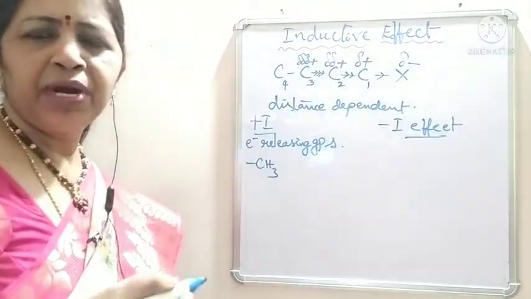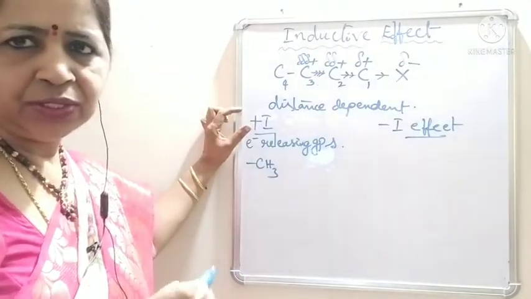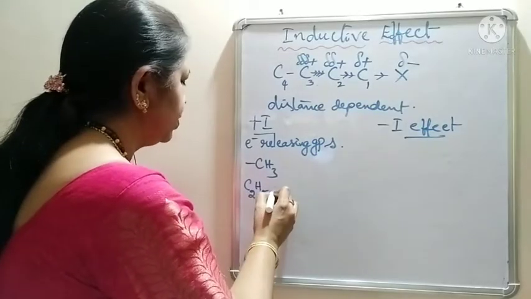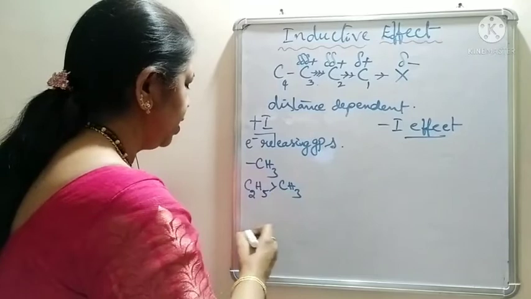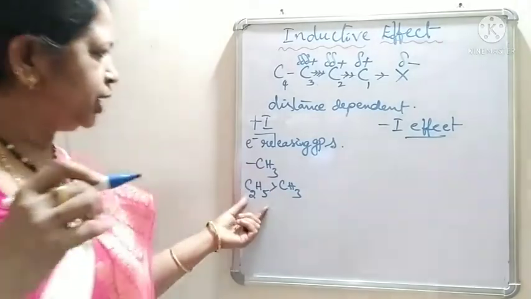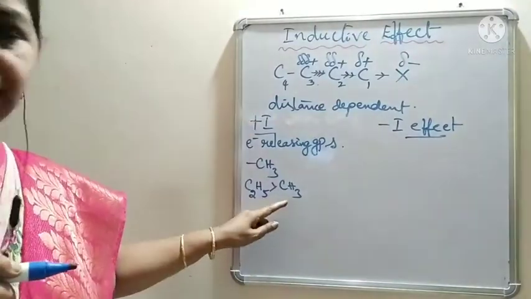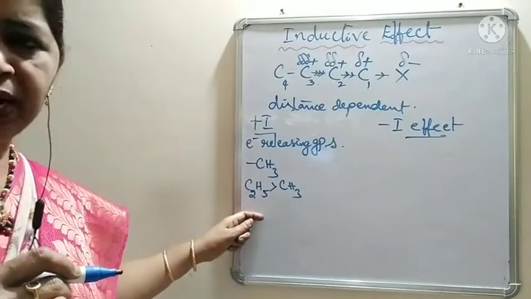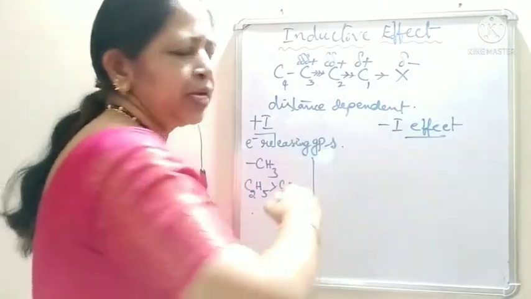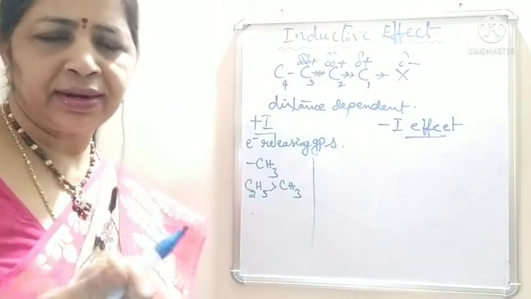With the increase in the number of carbon atoms in the alkyl chain, the plus I effect also increases. That means C2H5 is greater than CH3, or the ethyl group shows more positive inductive effect than the methyl group. With the increase in the number of carbon atoms, plus I effect also increases. And minus I effect is caused by electron withdrawing groups. That means electron attracting groups.